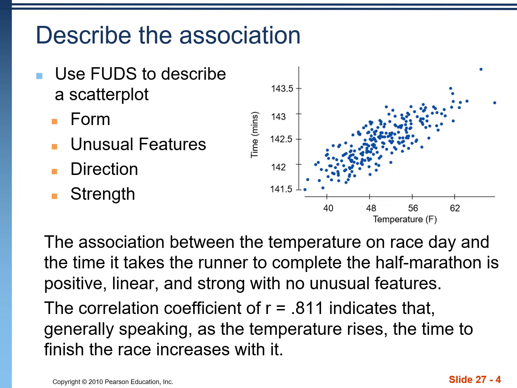So when it comes to describing association, we use FUDs, which is form, unusual features, direction, and strength. And we would say something like, the association between the temperature on race day and the time it takes the runner to complete the half marathon is positive, linear, and strong, with no unusual features. We'd also want to make some general statement using that correlation coefficient of R equals 0.811, saying that generally speaking, as the temperature rises, the time to finish the race increases with it.